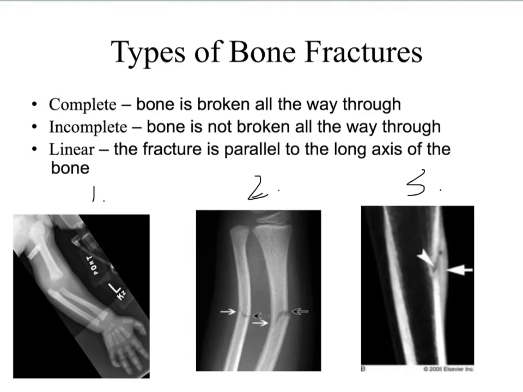Let me just number them there so you can see what I'm talking about. Incomplete is where the bone is not broken all the way through. So you can see there's still a line right here at the edge where the bone didn't break all the way through. And a linear is where the fracture is parallel to the long axis of the bone.